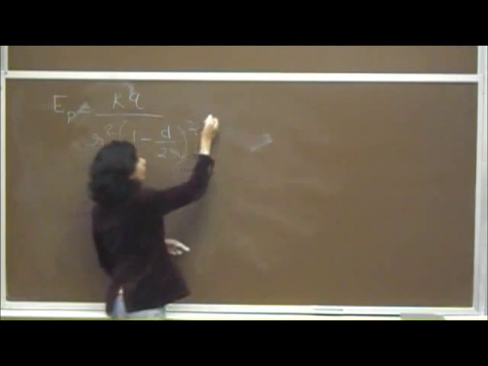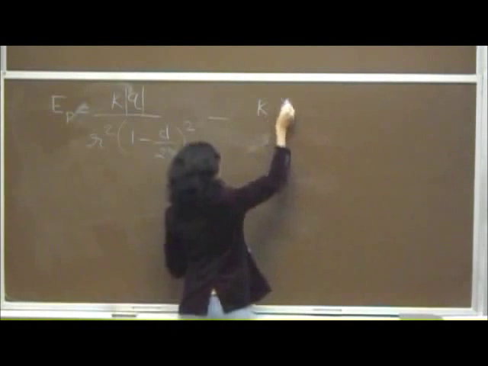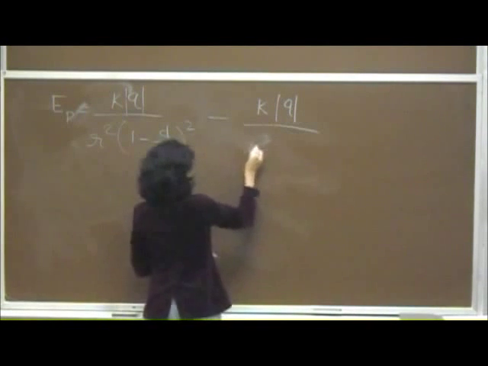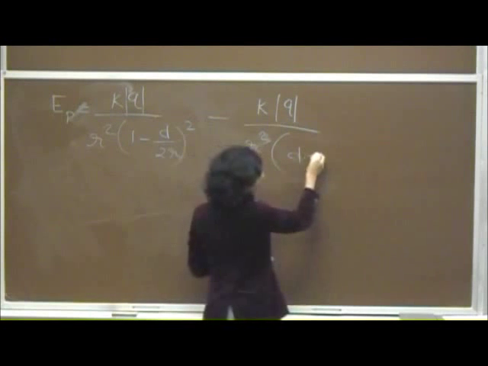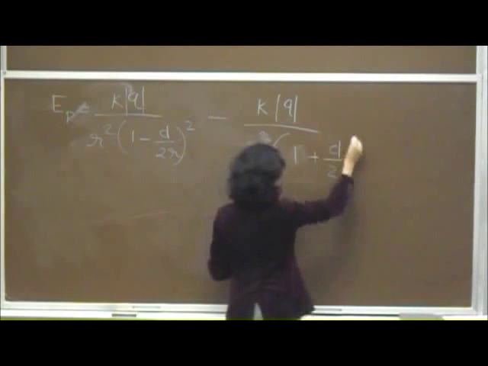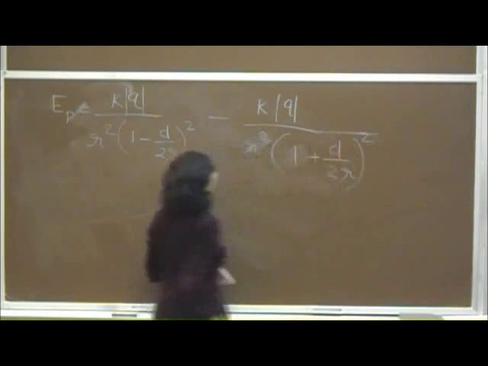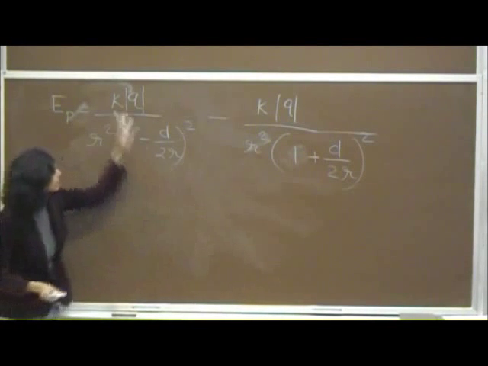Okay, and here what do we have? We have K Q over R squared times (1 minus D over 2R) squared, plus, sorry, this is (1 plus D over 2R) squared. That's E. Okay, let's pull out things that are common.